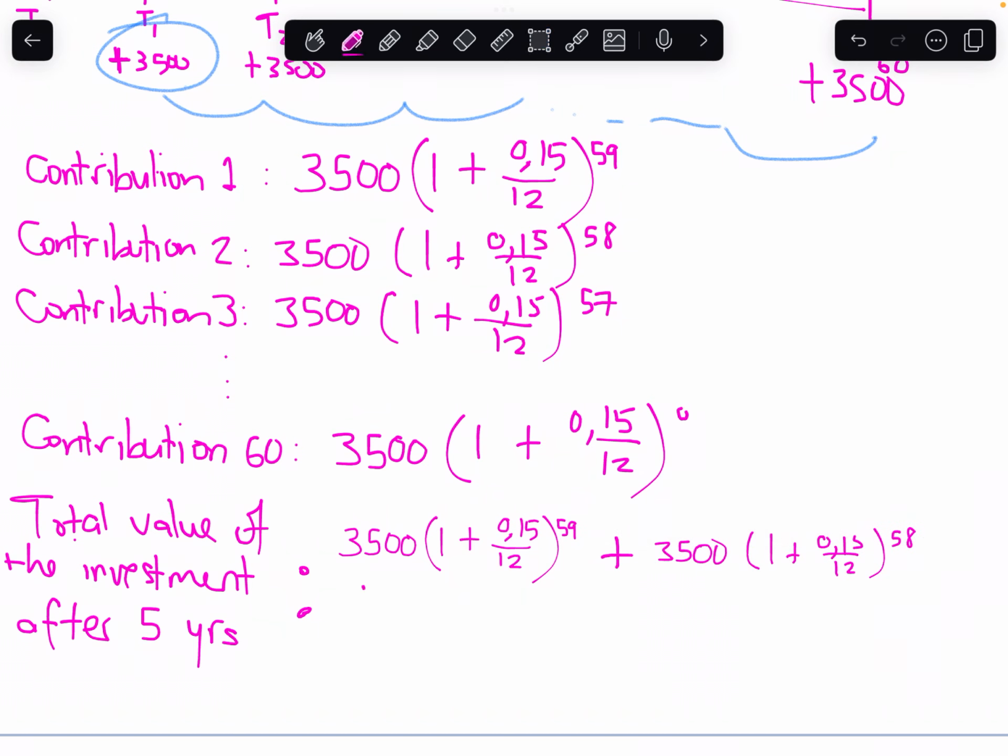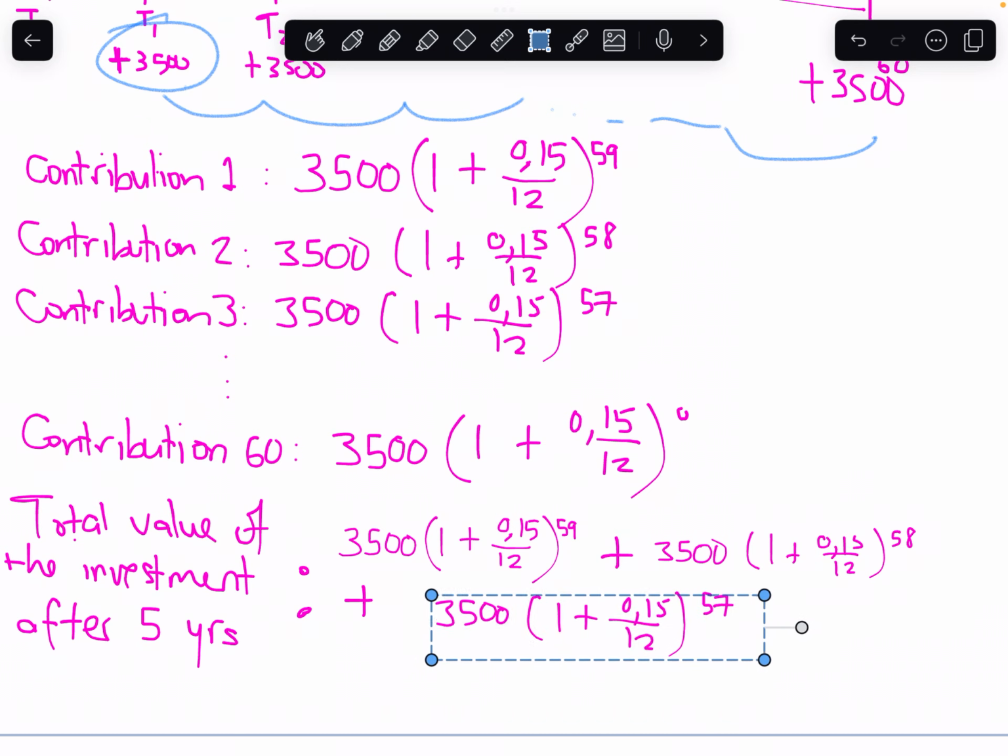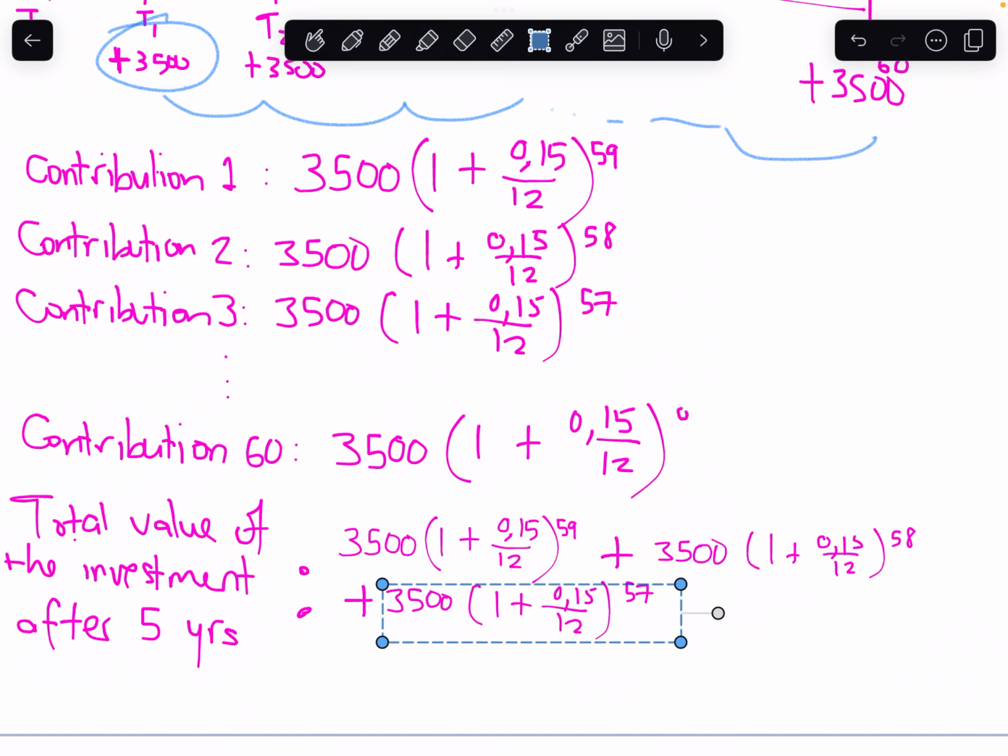Plus contribution 3 and how much it grew, and so on until your last contribution, which doesn't get to grow, like we said.